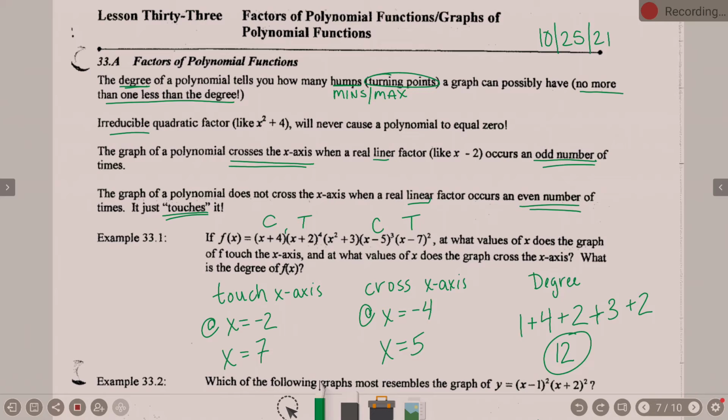Did we answer all the questions? At what value of x does the graph touch the x-axis? At what values does the graph cross the x-axis? And what is the degree? I think we got everything in there. Okay, questions there? That technically is a pre-cal review. It's not anything new.